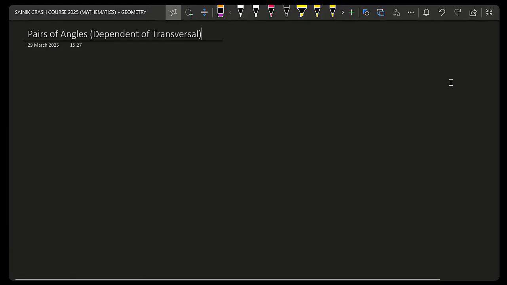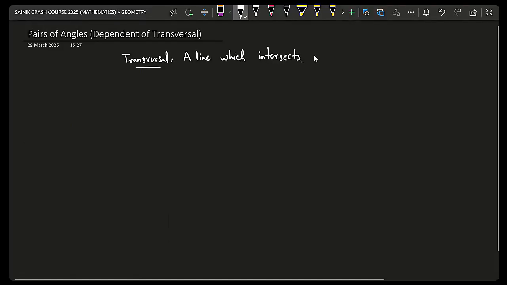Before discussing the pairs, we need to understand what we mean by transversal. What is a transversal? A transversal means a line which intersects two or more lines at distinct points. What do you mean by distinct? Distinct means different. Two or more distinct points. That is called a transversal.